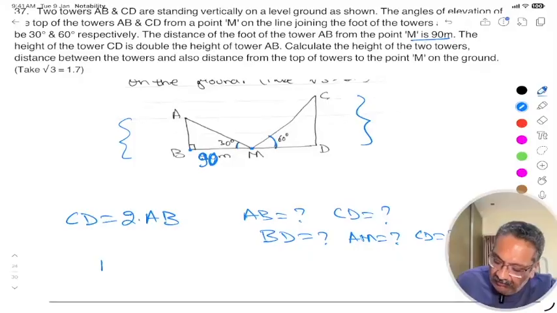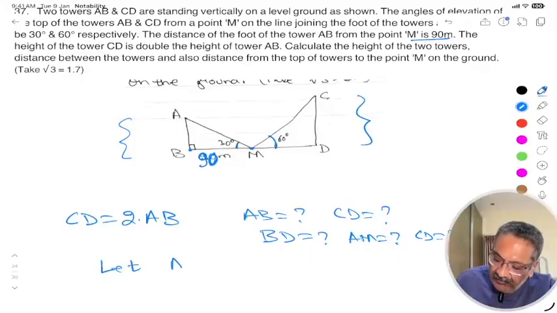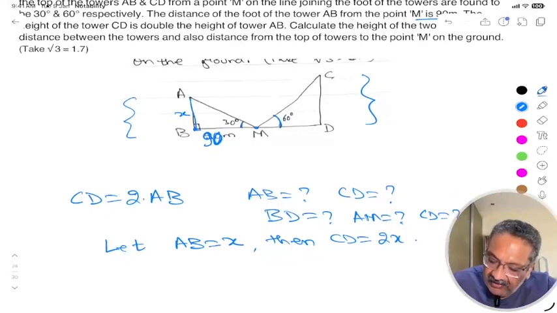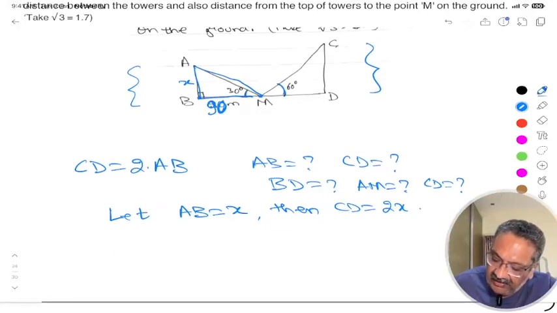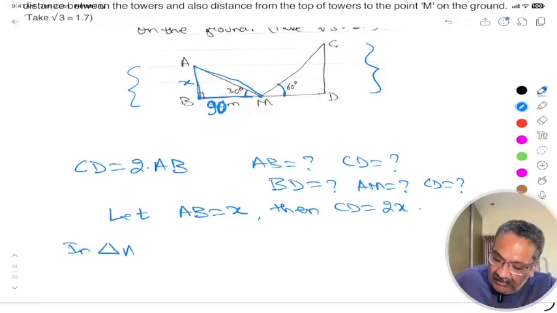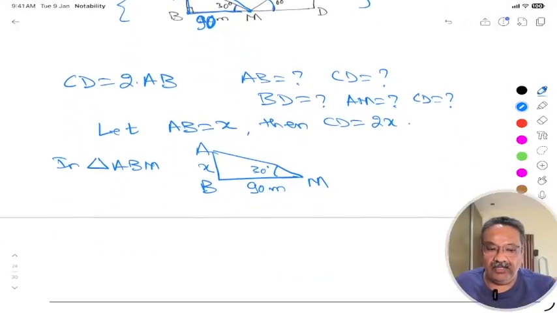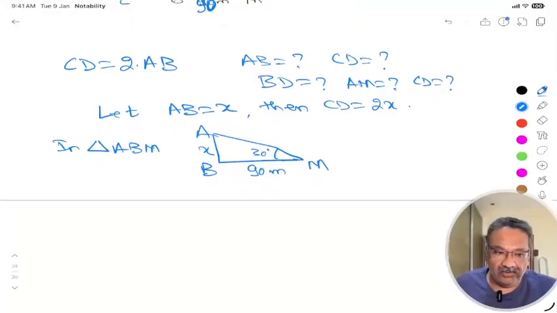Okay. Now what I will do is I will say let AB be X. Okay. Then CD will be 2X. Alright. So take this triangle. It's a very simple question. Let us take triangle ABM. This is X, this is 90 meter, and this is 30 degree. Okay. So we will find out the other two sides.